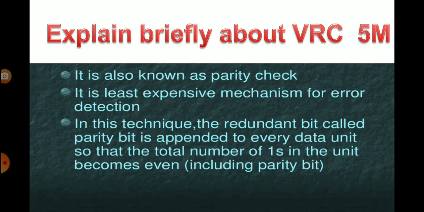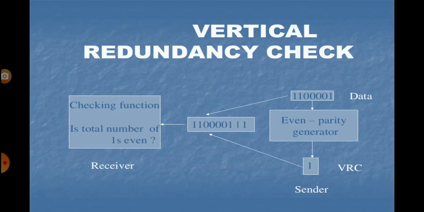Explain briefly about VRC. It is also known as parity check. It is the least expensive mechanism for error detection. In this technique, a redundant bit called parity bit is appended to every data unit so that the total number of ones in the unit becomes even, including VRC.